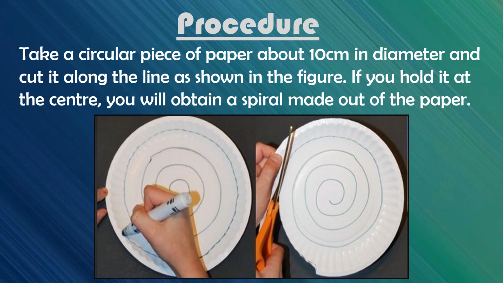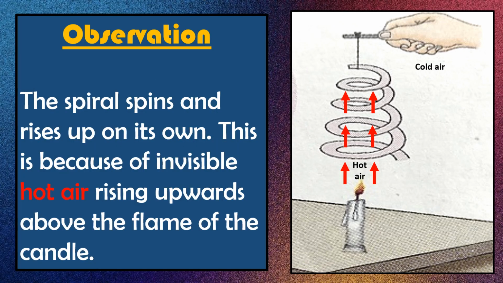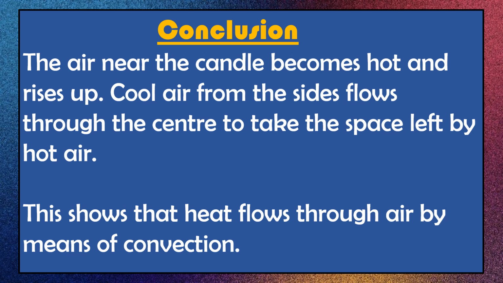Now light a candle and hold the spiral above the flame of the candle as shown in the figure. What do you observe now? You will observe that the spiral spins and rises up on its own. This is because of the invisible hot air rising upwards above the flame of the candle. The air near the candle becomes hot and rises up. Cool air from the sides flows through the center to take the space left by the hot air. This shows that heat flows through the air by means of convection.